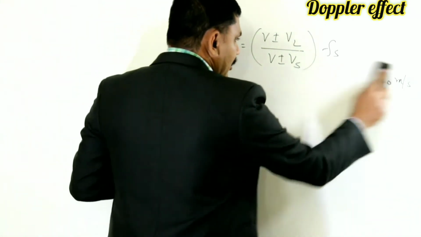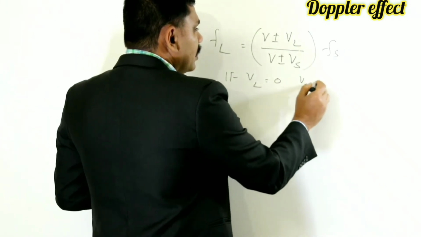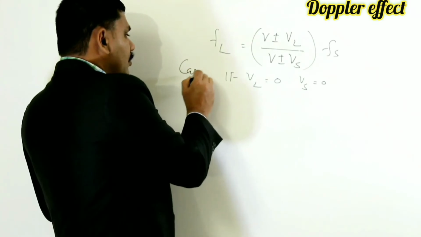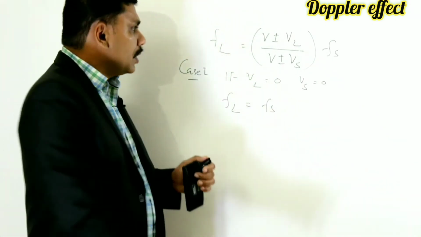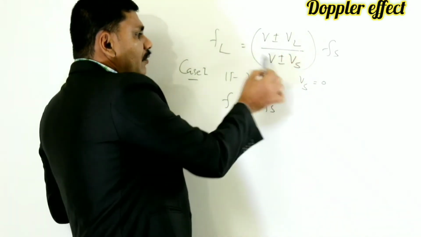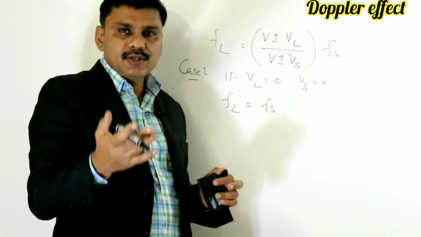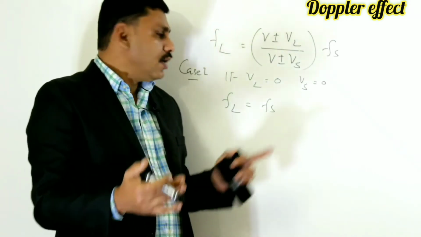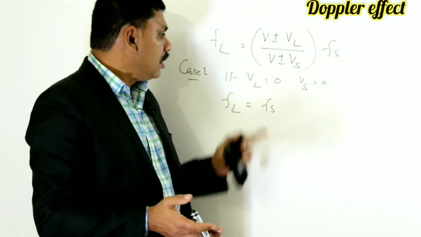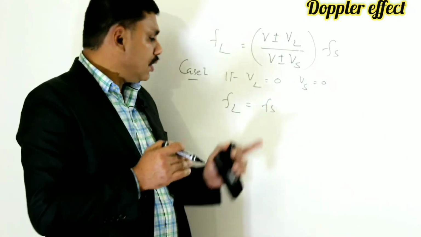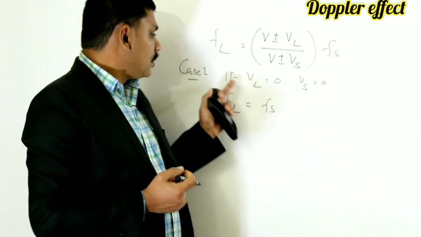From this equation it is clear, if VL equals 0 and Vs equals 0, you can take as case 1. The equation becomes FL equals Fs, because VL and Vs are 0, so V and V cancel. That means the frequency heard by the listener will be equal to the frequency of the source, that is the actual frequency produced by the source. Both are equal if there is no Doppler effect. That means the listener and the source are at rest, so there will be no Doppler effect. In some numerical and objective type questions, this case comes. So this is one of the cases.